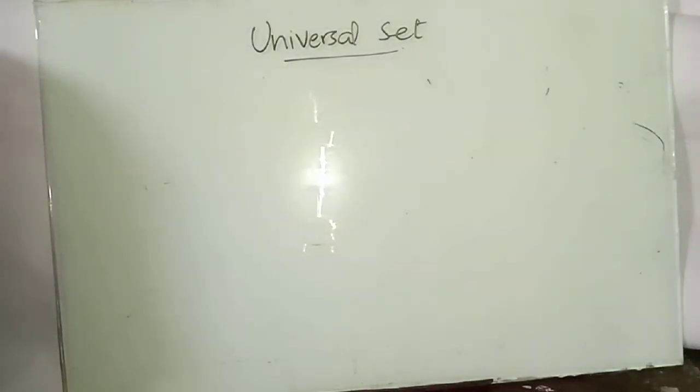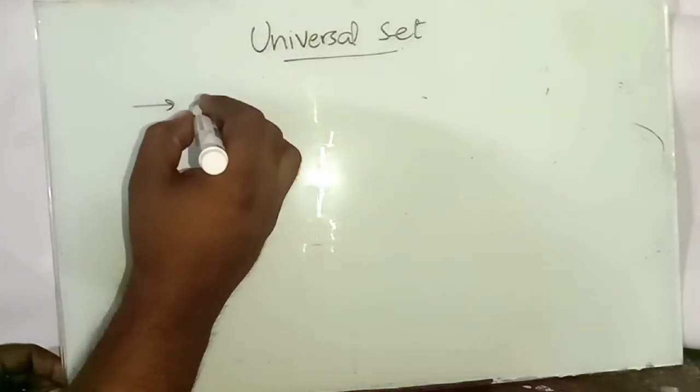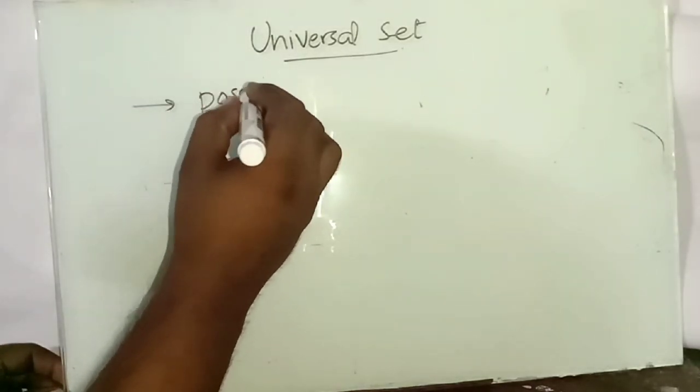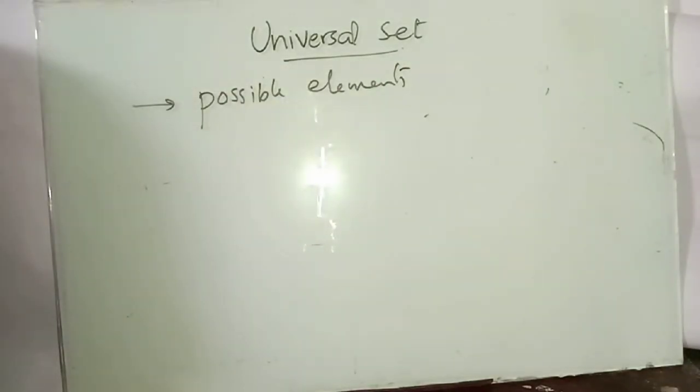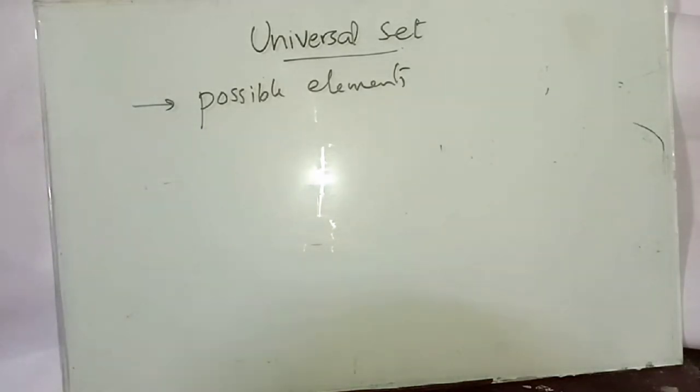Universal set. It is a set that contains all possible elements in it. It is a set which contains all possible elements that you would consider for a set in a particular problem. So in a particular problem, what are the elements required to form a set? All those elements are taken together to form a new set known as a universal set.